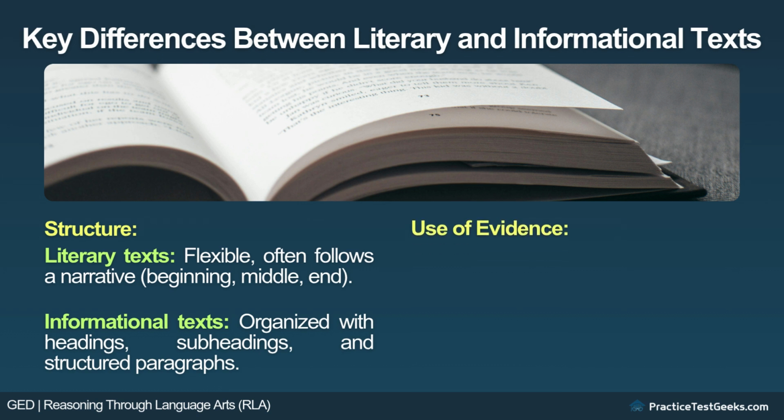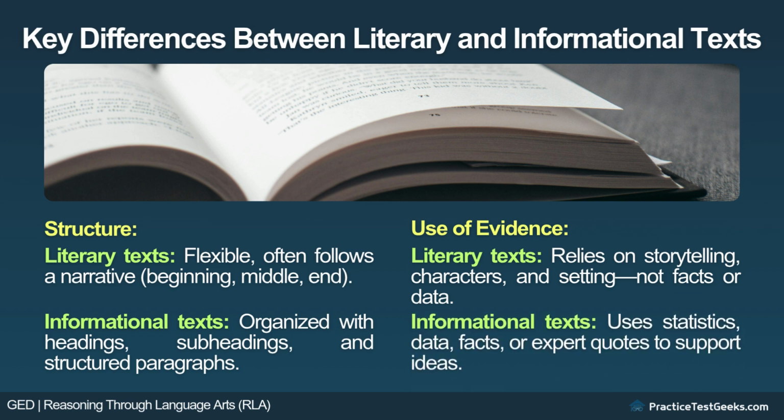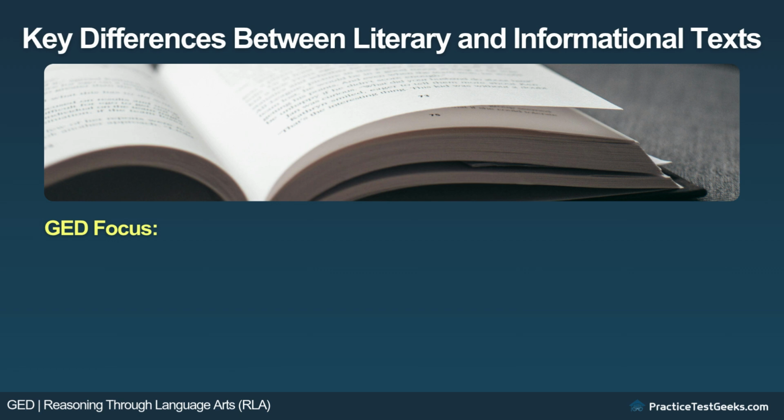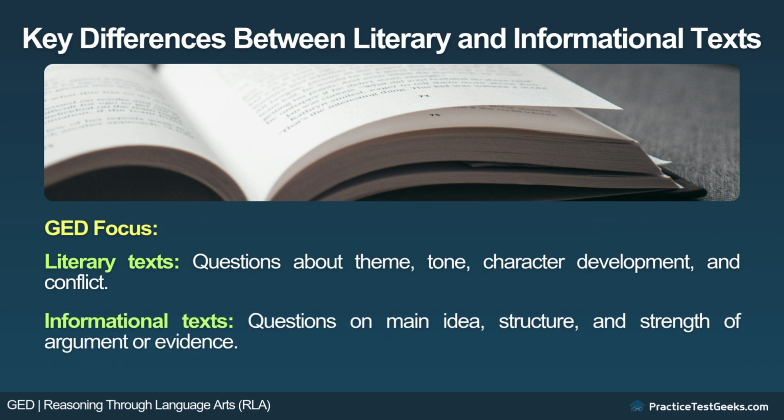Use of evidence. In literary works, the emphasis is on storytelling, character development, and setting, not on factual data. Meanwhile, informational texts rely heavily on statistics, data, and expert quotes to support their ideas. GED focus. On the GED, literary passages often bring up questions about theme, tone, character development, and conflict. In comparison, informational passages focus on identifying the main idea, understanding the structure, and analyzing the strength of arguments or evidence used.